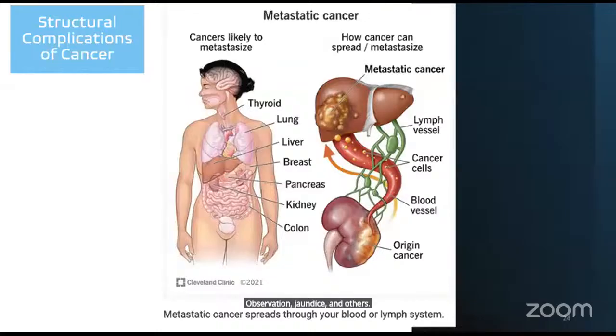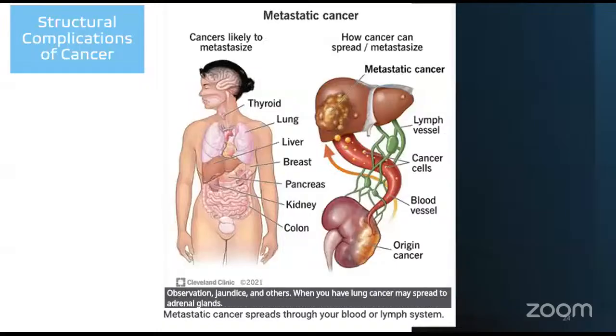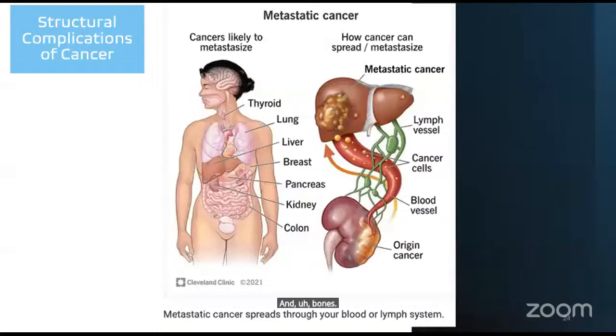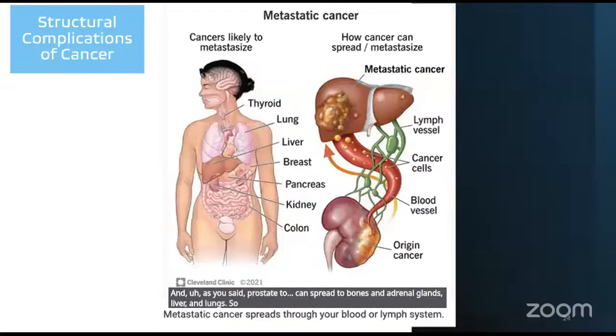When you have lung cancer, it may spread to the adrenal glands, bones, brain, liver, and the other lung, as we said. Melanoma can spread to bones, brain, liver, lungs, and skin. And as we said, prostate cancer can spread to bones, adrenal glands, liver, and lungs. But why all of this?